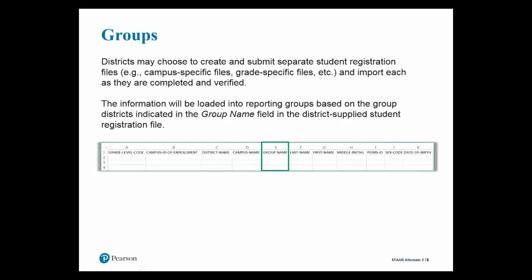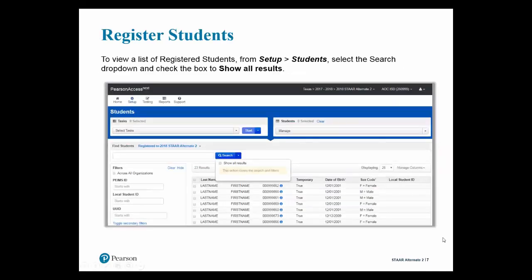And again, we do have instructions on uploading student data files and entering student information in the Assessment Management System User's Guide. And to see a list of your registered students, you want to make sure that you have the STAAR Alternate 2 Test Administration up here on top selected, 2017, 2018 STAAR Alternate 2. And here you can select the search drop-down. There's a little arrow here that you can select to show all results. If you check that box, it will pull up all those students who are registered for STAAR Alternate 2.